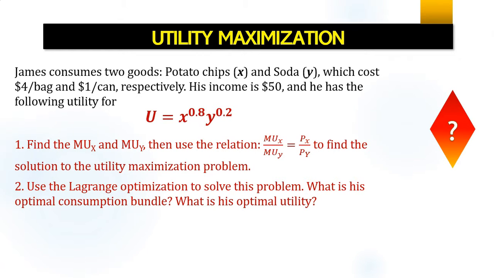James consumed two goods, potato chips and soda, which cost $4 per bag and $1 per can, respectively. His income is $50 and he has the following utility function. Here, first, we need to find the marginal utility with respect to x and y, and then use the following relationship to find the solution to the utility maximization problem.